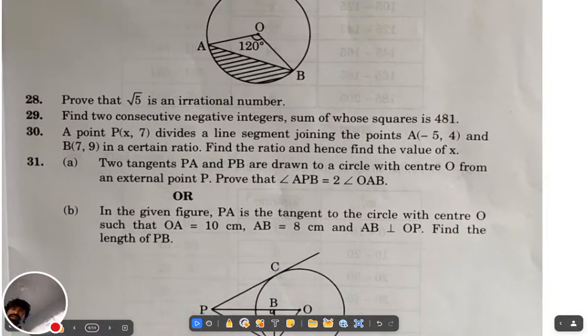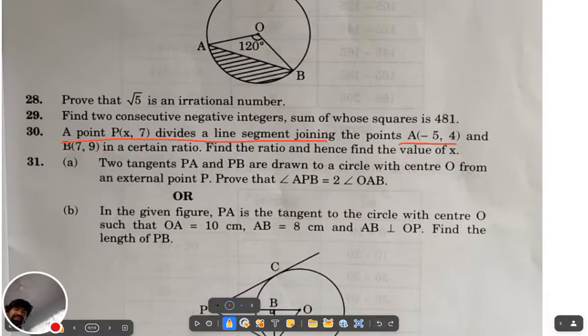Yes, question number 30. What is question number 30? A point P (x, 7) divides a line segment joining the points A (-5, 4) and B (7, 9) in a certain ratio. Here the ratio is not given.